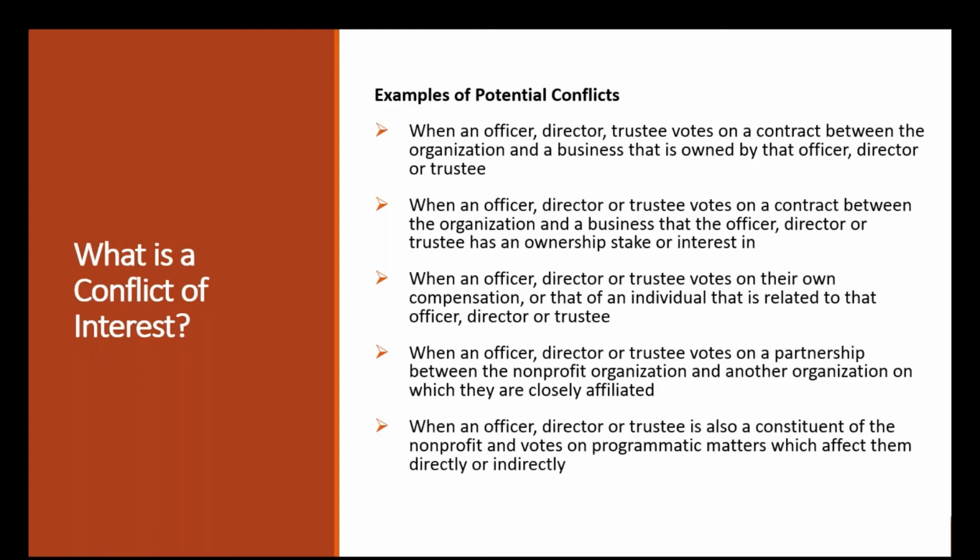And then finally, this one's interesting, when an officer, director, or trustee is also a constituent of the nonprofit itself and votes on substantive or programmatic matters which affect them indirectly or directly. An example here that I see sometimes are PTA groups that are organized as nonprofits, where the parents are on the board but might also have students at the school during their board tenure, and they are voting on matters which could affect their own children.